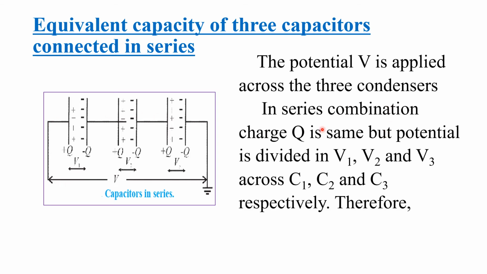In series combination, as the three condensers are connected in series, the charge Q is the same but the potential is divided into V1, V2 and V3 across C1, C2 and C3 respectively. Therefore, V is equal to V1 plus V2 plus V3.